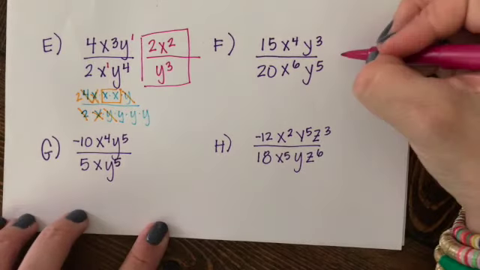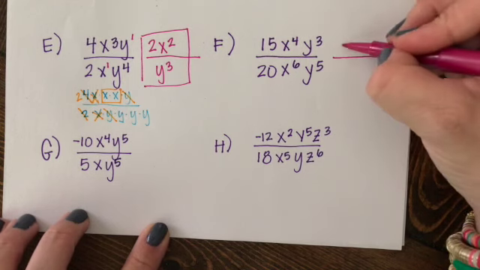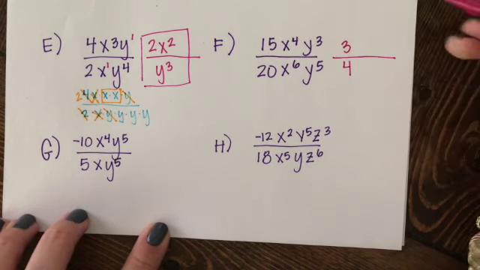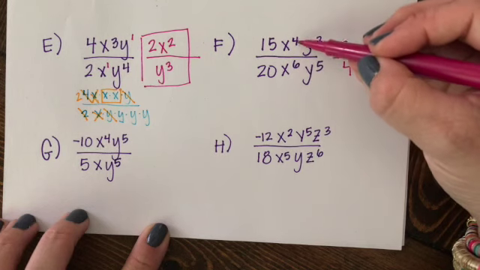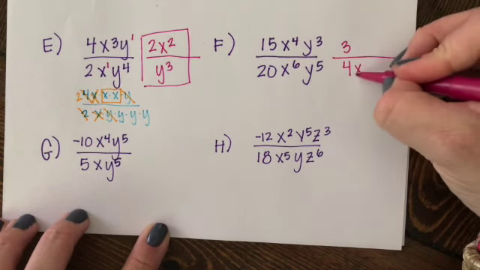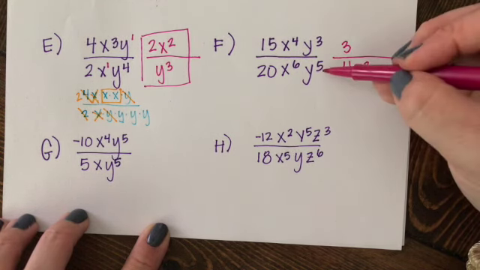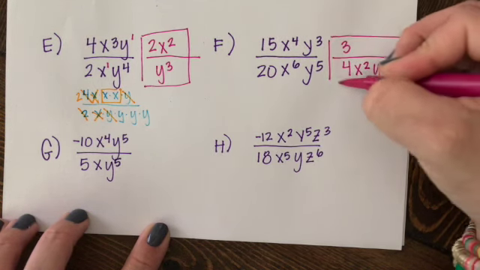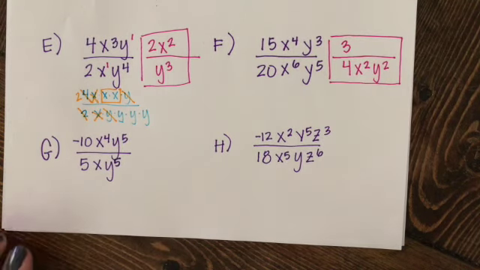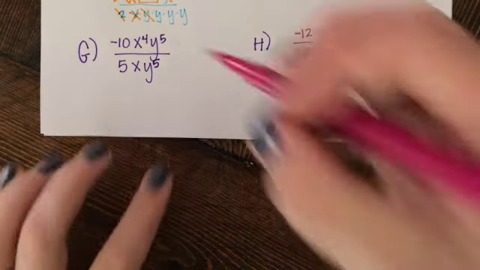So letter F, we're setting up our fraction bar. 15 and 20 are both divisible by 5, and that simplifies to 3 over 4. Then are there more x's in the numerator or the denominator? There's actually 2 more x's down here, right? There's 4 on top, 6 on bottom, so that's 2 more on the bottom. And then are there more y's in the numerator or the denominator? There's 2 more down here, y squared. So 3 over 4 x squared y squared. So why don't you pause it, do the last 2, and then we'll come back and check it.